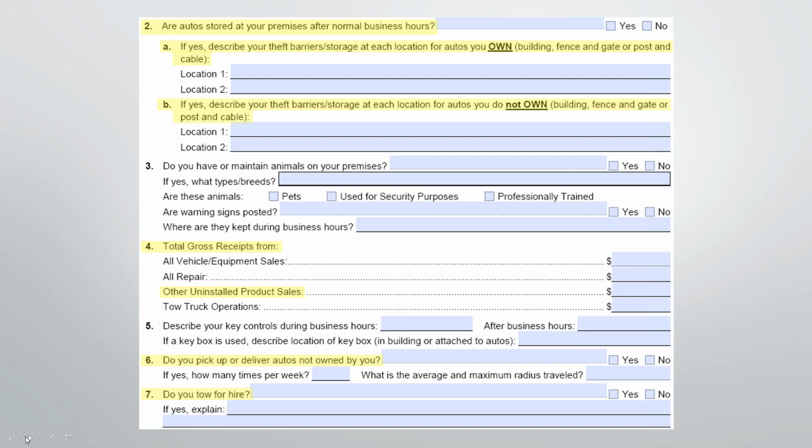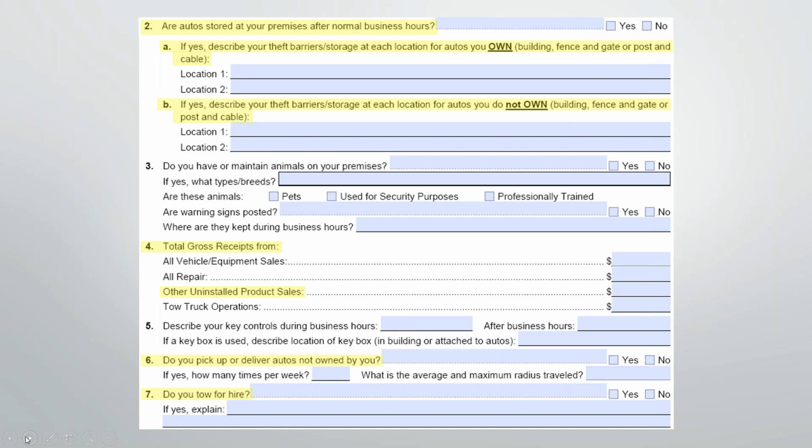So anyhow, theft barriers at each location for autos you own and you don't own. Autos you own are going to be either scheduled autos or dealership operations. A lot of people get confused with these questions. The autos you don't own are going to be for your repair shops. So theft barriers would be, are they kept inside the building? Is it a fenced-in location? Or is it just an open lot? Those are the answers I'm looking for there.